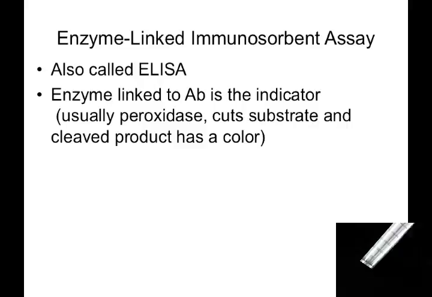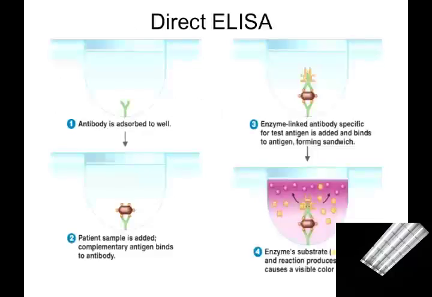So we have our enzyme linked to antibody. The enzyme, when it's working, is going to produce some colored product. In a direct ELISA, just like in a direct fluorescent antibody test, a direct ELISA is looking for the antigen.